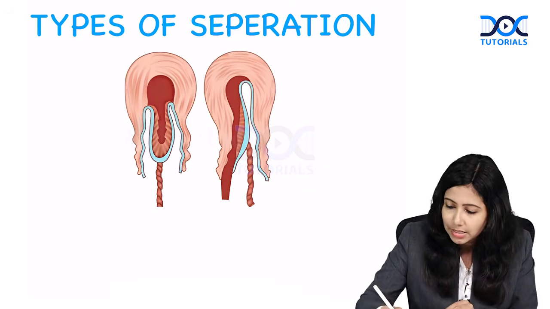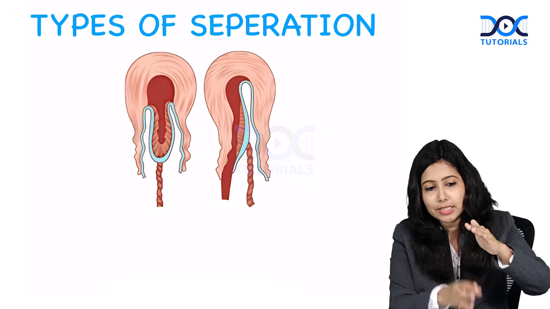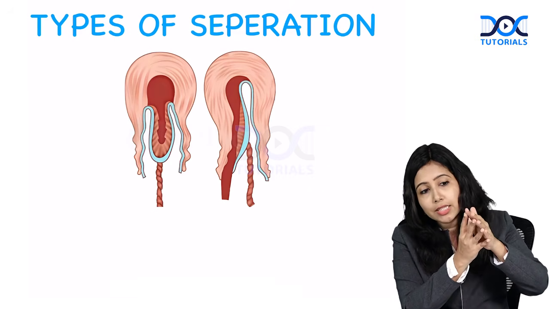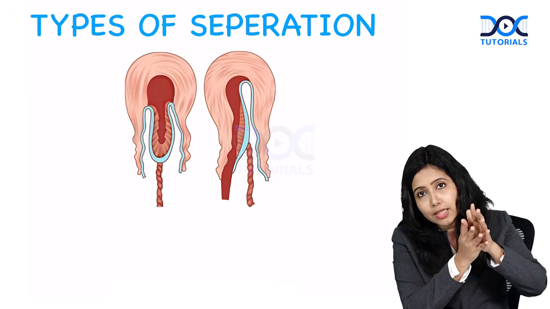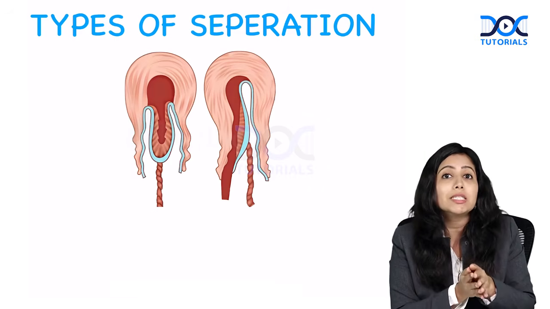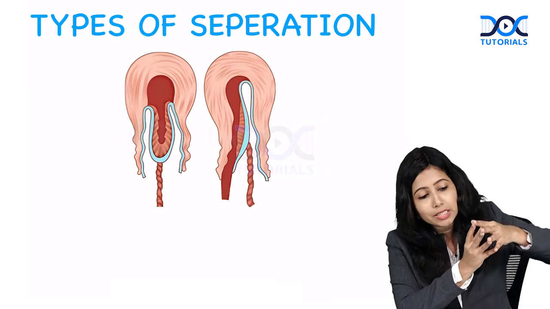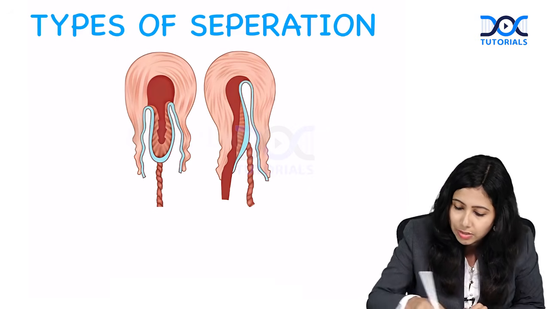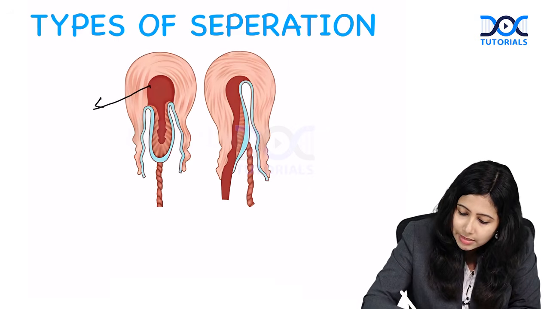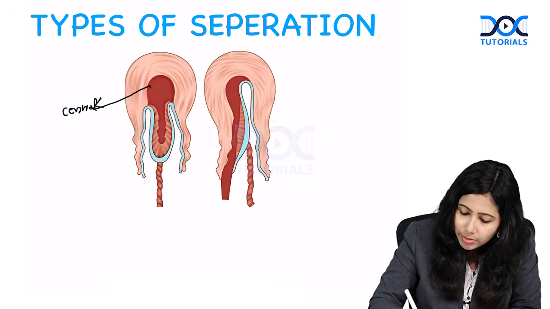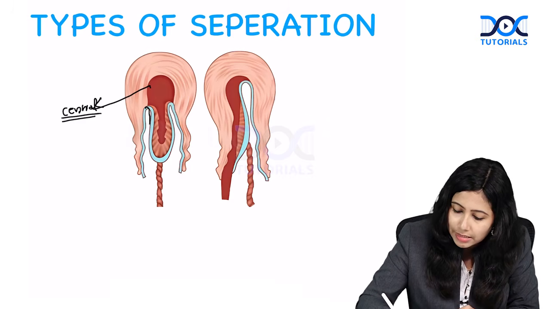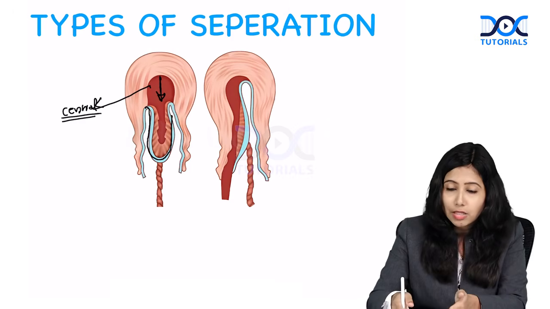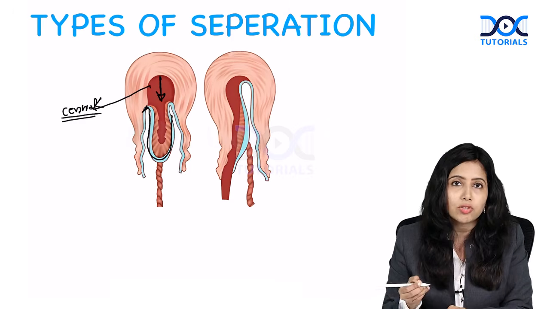Peripheral separation means if this is the placenta that is attached to the myometrium, that is attached to the uterus, the separation is occurring from the periphery. It is starting separating from the periphery. Whereas in central separation, the separation is right from the center, not from the periphery. So let's have a look at this picture. This is the central separation in which you can see that from the center, the separation has started. So the placenta is coming out like this, but the periphery is still attached.